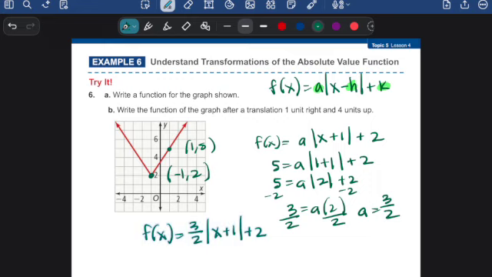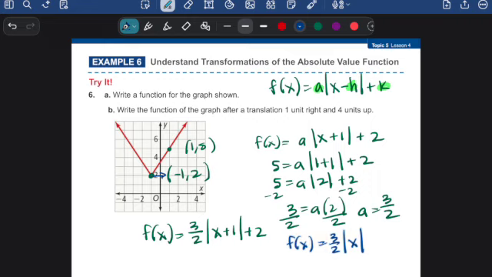Okay, for part B, write the function of the graph after a translation 1 unit right and 4 units up. Okay, so it's the same graph, so it's going to have the same scale factor. So it's still going to be 3/2 as my scale factor, but I've shifted it 1 unit to the right. From here, now it's going to be at 0. Okay, so that just becomes x plus 0 inside the absolute value lines.